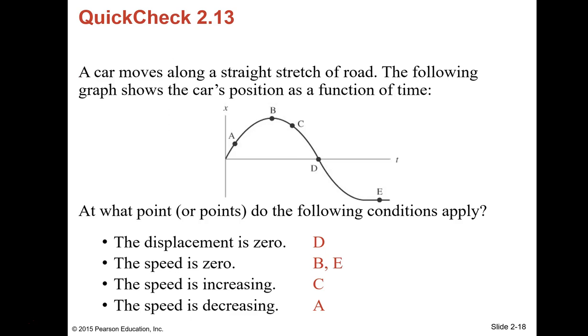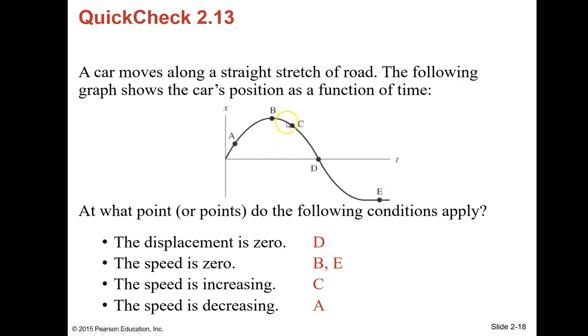Okay, so this one, we're going to go through a little bit so you can understand what's going on here. This car moves on a straight stretch of road, and this shows the car's position as a function of time. So, a position versus time graph. If we look at this graph, we should be able to answer these questions. At what points do the following conditions apply? Where is the displacement 0? Well, where x is 0, because x is your position. This is back to the position versus time graph. The speed is 0 where we're not changing position. So B, where it flattens out, and E, where it flattens out, your speed is 0.